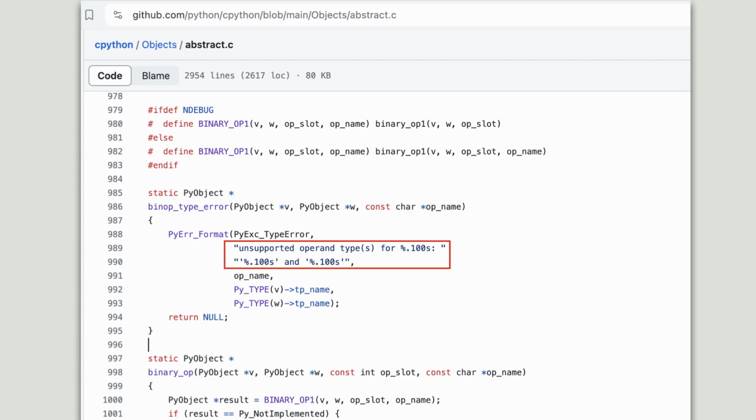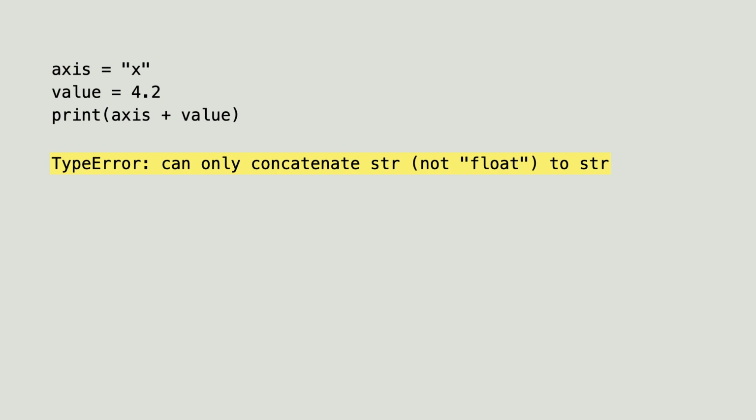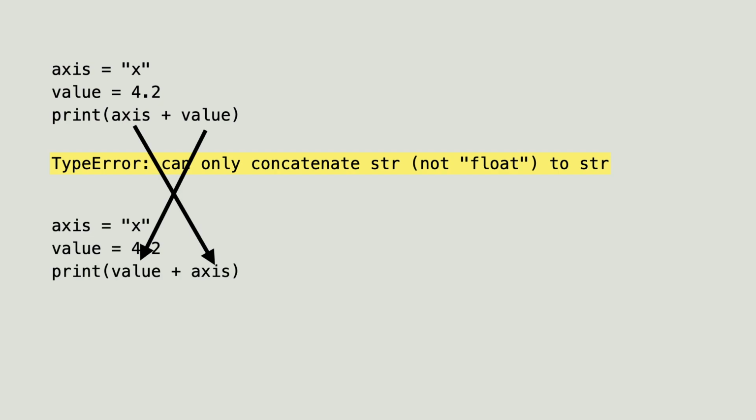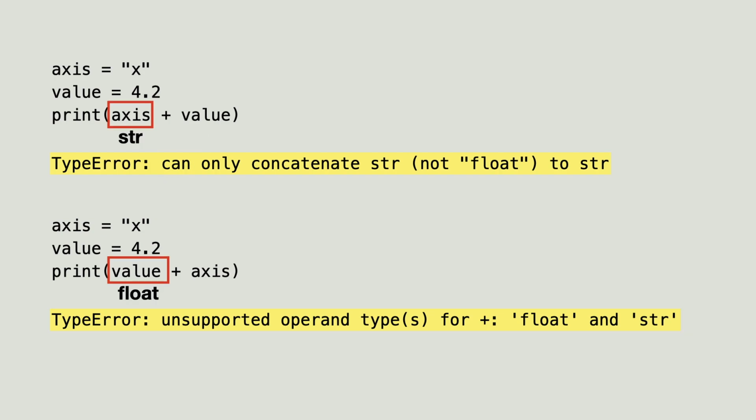Let me show you another example of things going wrong. This time I add a string and float. When I first tried this in Python, I was surprised. I expected this result, but in fact I got an error. Python does not allow to add strings and floats. But here is an interesting thing. I swap the operands, I execute the code again and get a different error. Why does the error message change when the operands are swapped? Well, the error is raised by the object on the left-hand side of the operator.